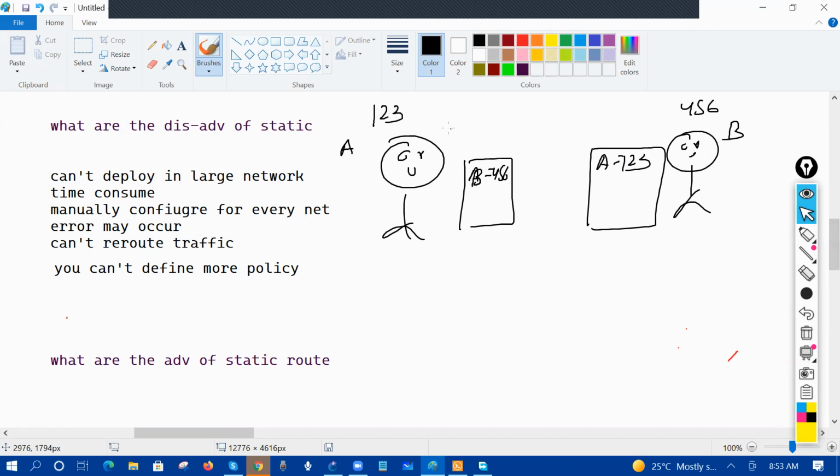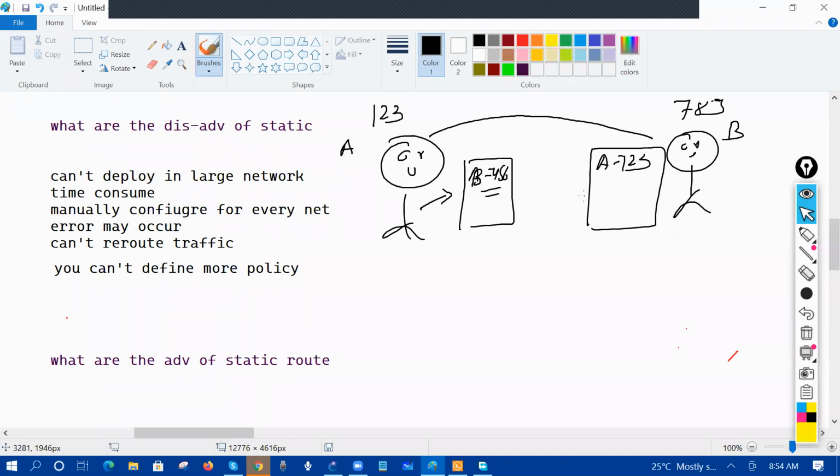Take an example, right now they are able to communicate with each other because they have each other's number. But what happens if B changes the number? He says, now my number is something else. Do they have any mechanism to inform A, hey, I have changed my number? No. According to A's phone book, B is associated with 456, but B has changed the number to 789.